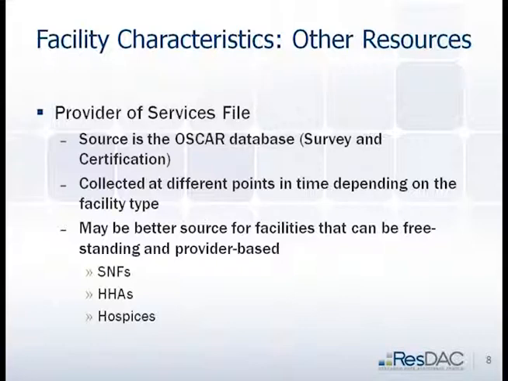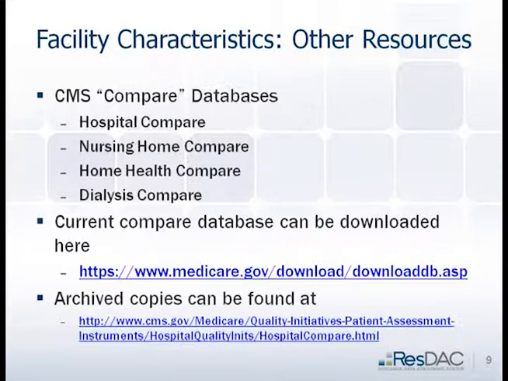So if you were looking at hospitals, you might want to consider that cost reports are every year, while the POS file could be every 3 years. Other facility types, such as skilled nursing facilities and home health agencies, are on a much more regular survey schedule, so it's every year for those facility types. Hospice, on the other hand, I have never found when they recertify, so that could be really old in the POS file. So you may want to consider cost reports.